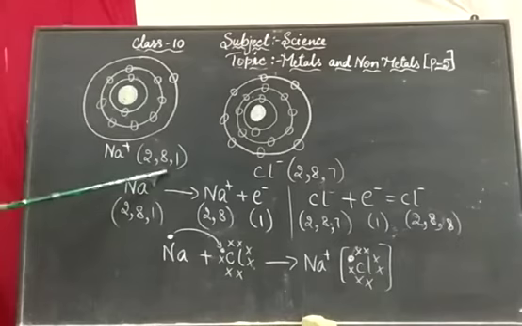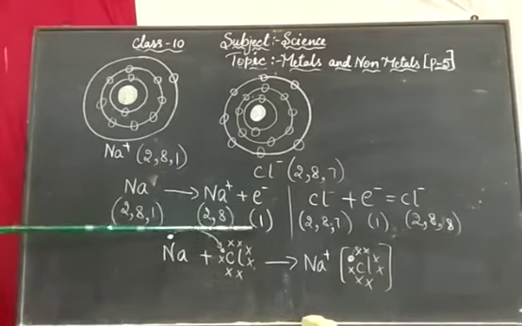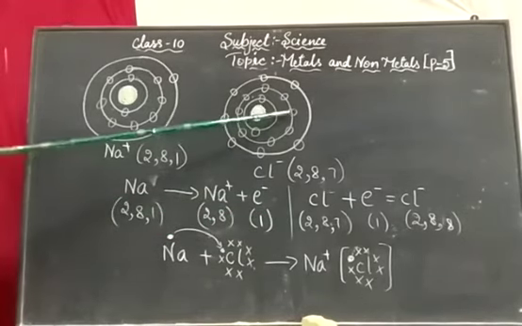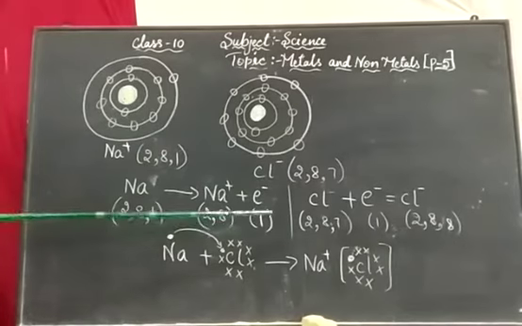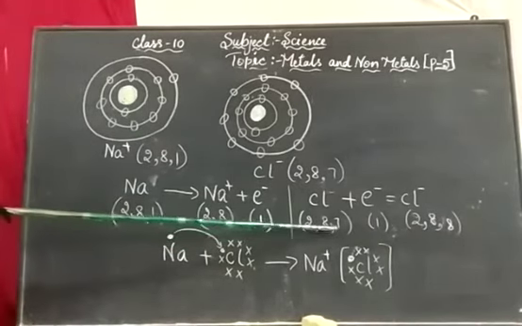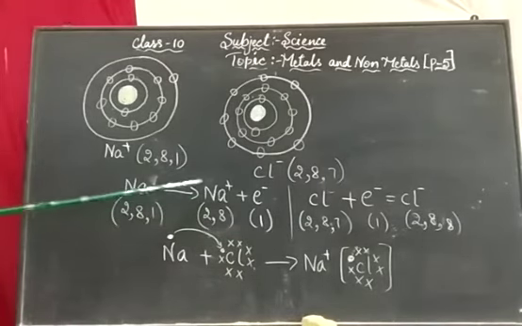What is happening? They will react with each other. Sodium, Na, gives 1 electron. This e stands for electron. It is giving 1 electron to whom? To chlorine. So chlorine will accept the 1 electron and it becomes the octet structure, that is, in the outermost shell it becomes 8.